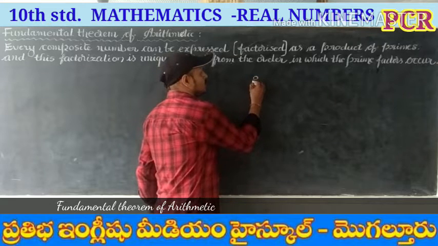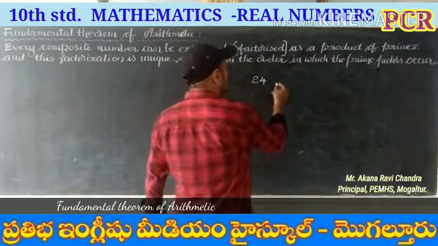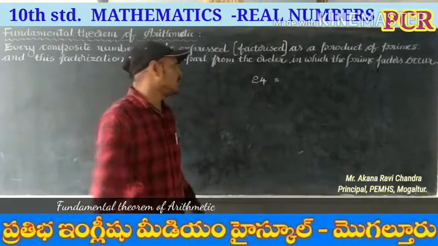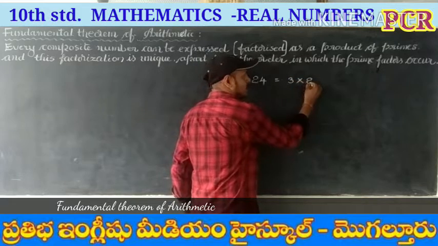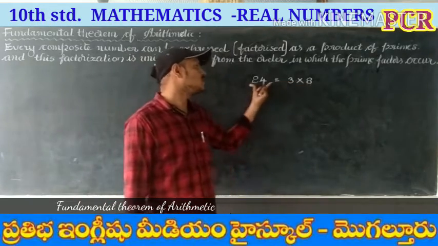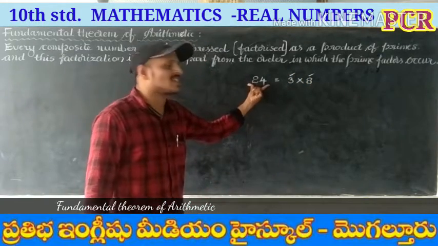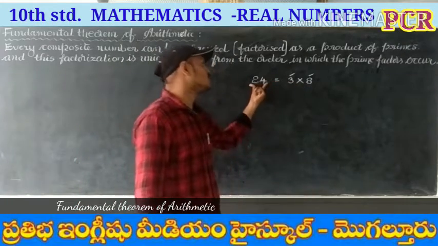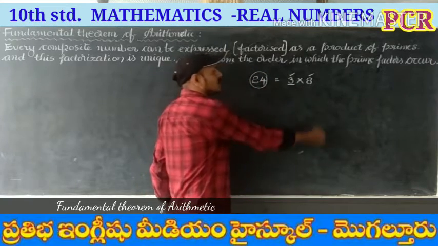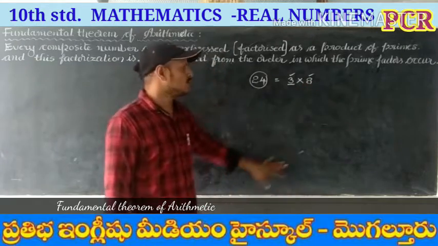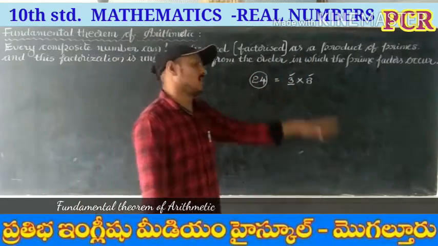Here, 24. We can write 24 as the product of two numbers. Any two numbers? We can write 24 as 3 into 8. That means the product of these two numbers gives 24. Here 3 and 8 are called factors of 24, and 24 is called a multiple of 3 and 8. So this product is called a multiple, and 3 and 8 are called factors.